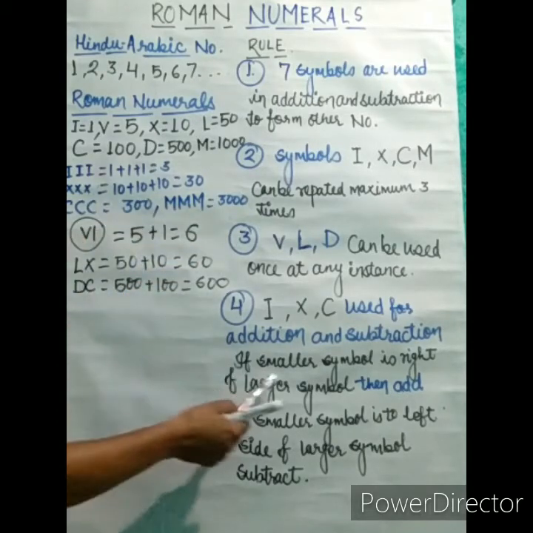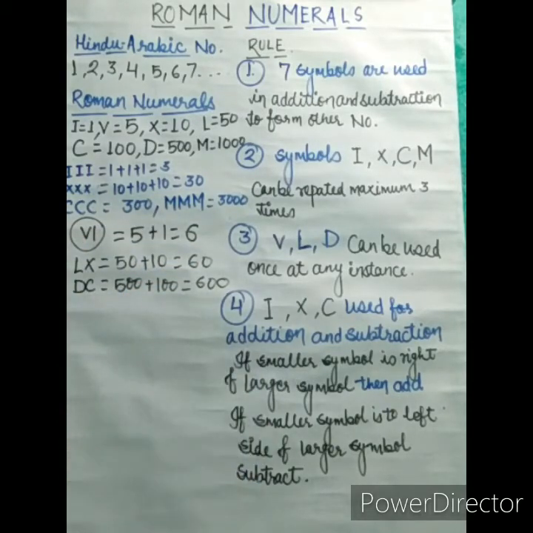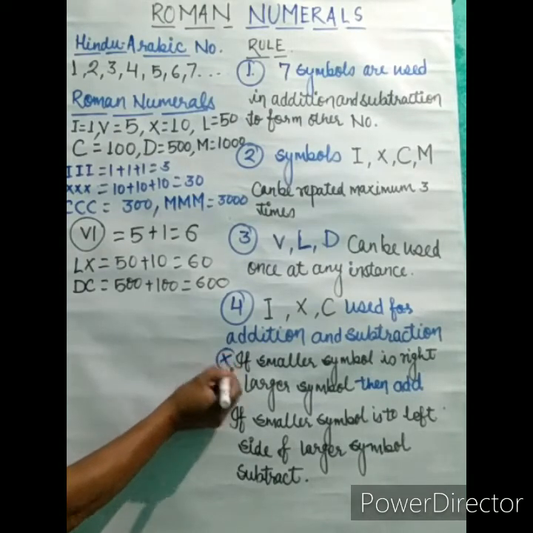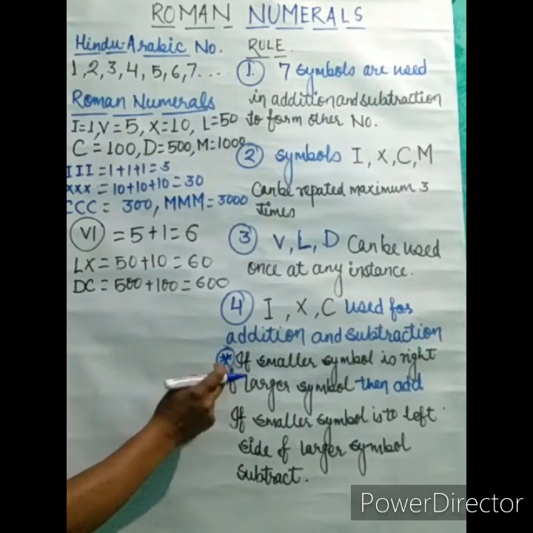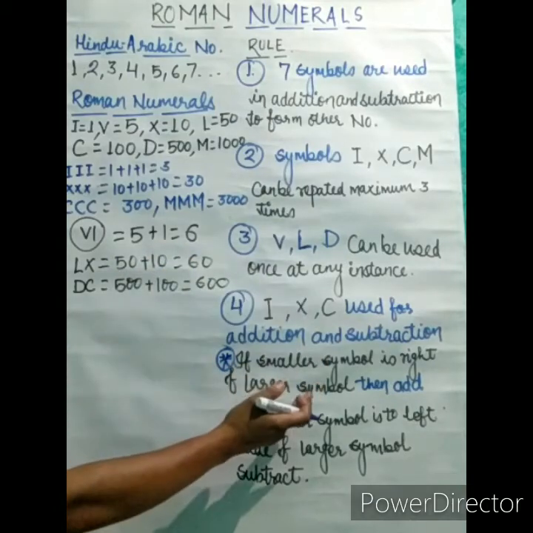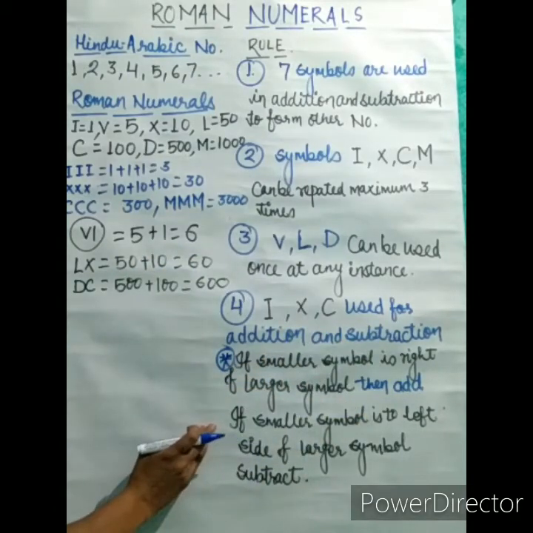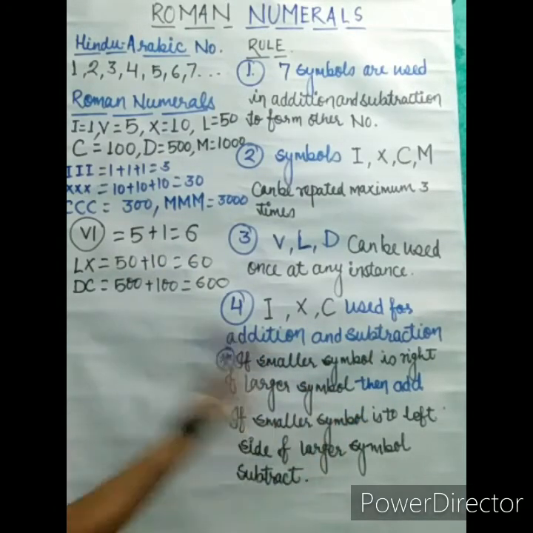So we'll add it. This first condition is, if any smaller number is written to the right side of a larger number, we will add. And if any smaller symbol is written to the left side, then we will subtract it.